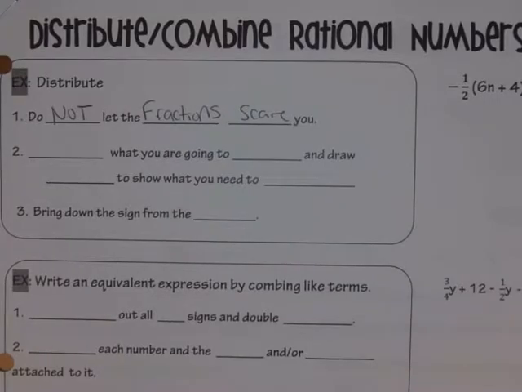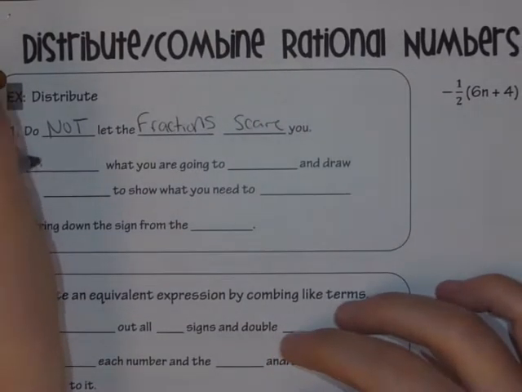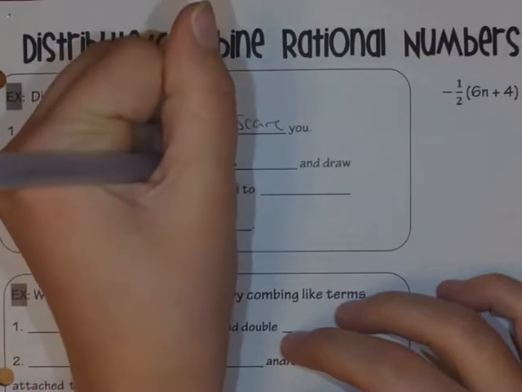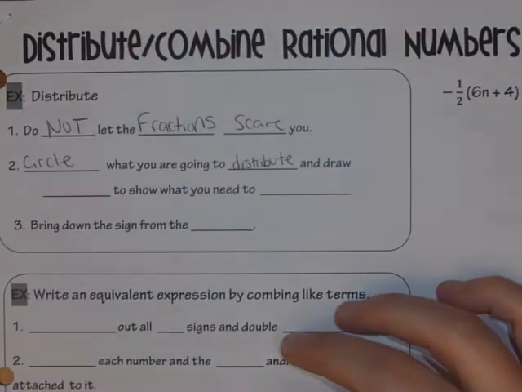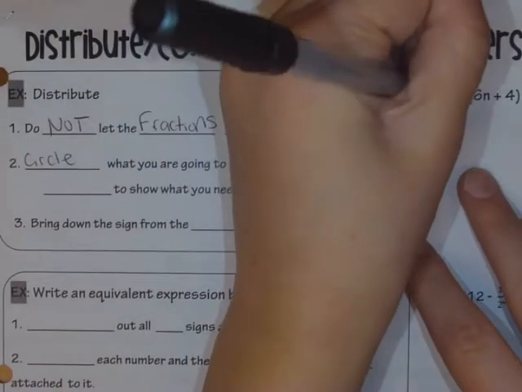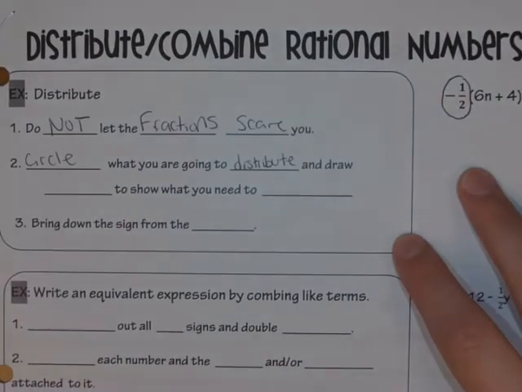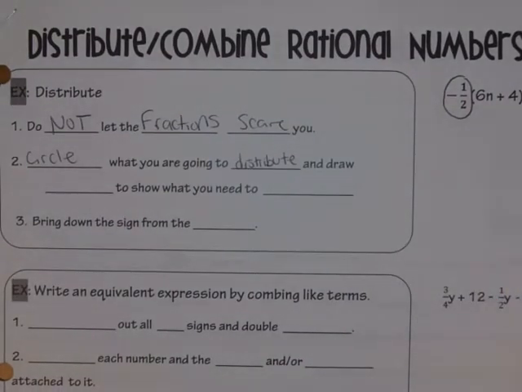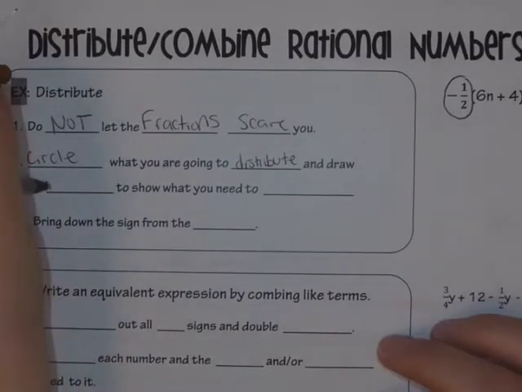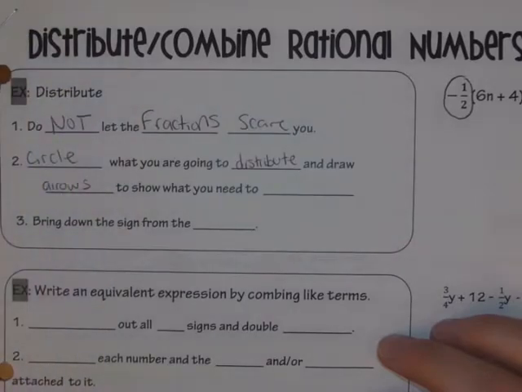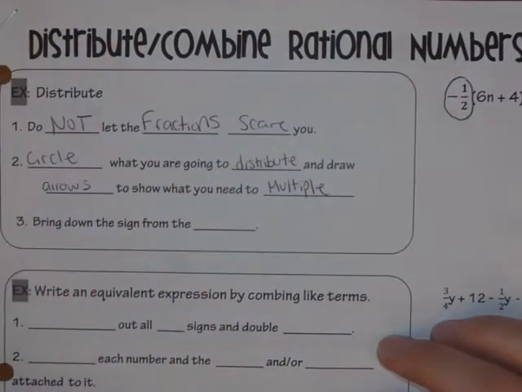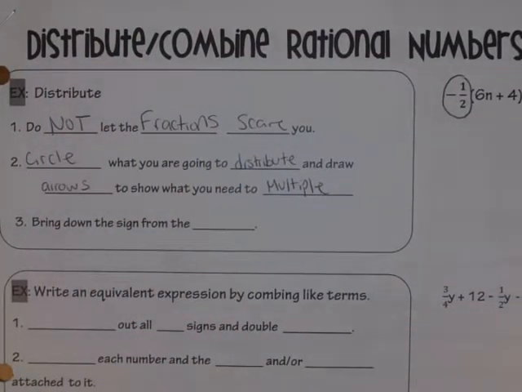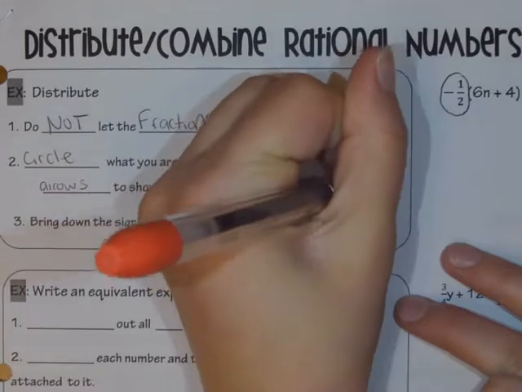Now, step 2 is to circle what you're going to distribute. So come over here, and here we're going to circle the negative 1/2. Okay, you have your negative 1/2. Circle what you're going to distribute. And then you need to draw the arrows to show what you need to multiply. And another word for this is your Santa hat.